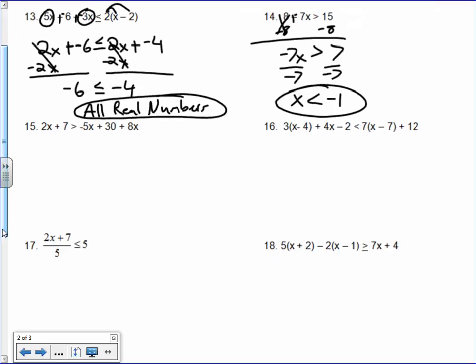Number 15. Nothing to simplify on the left side. On the right side, we have a -5x and a plus 8x. So we have 2x plus 7, still over here, is greater than, that's going to be 3x plus 30.